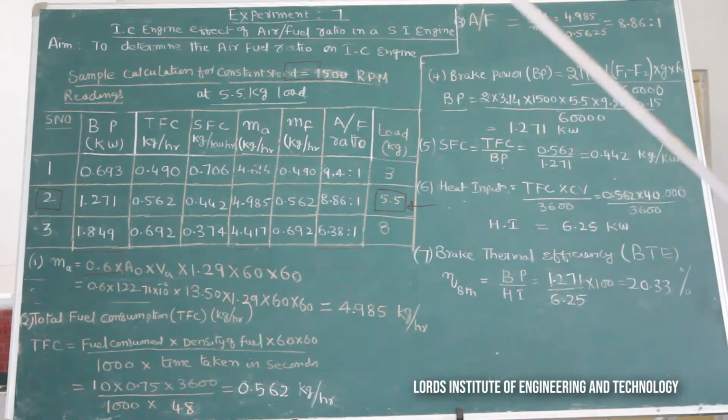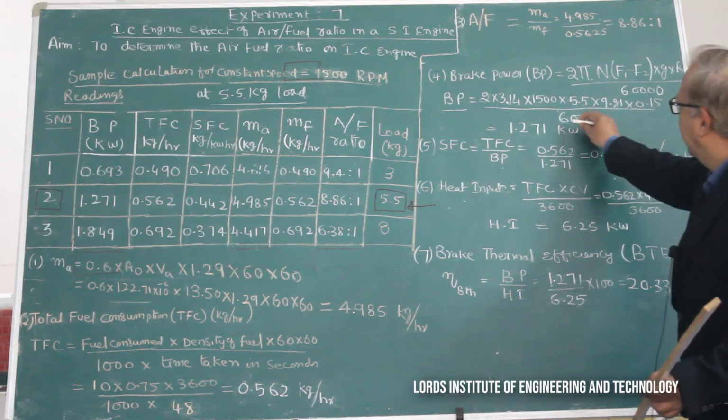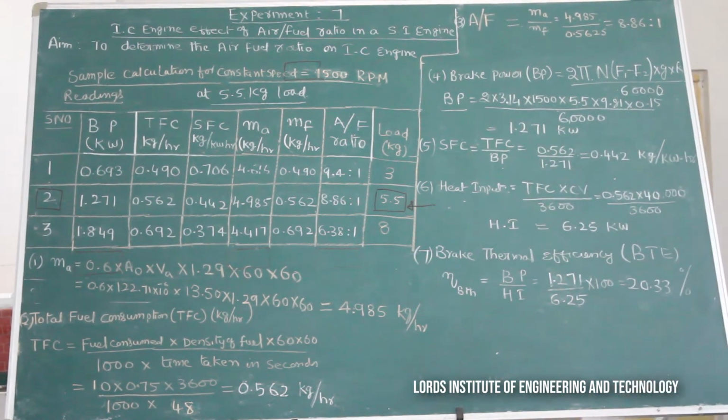Then we can calculate brake power also from this. Brake power, as I told you, is equal to 2 pi NT, which we can write as 2 pi N into force, that is load, F1 minus F2, which I have taken as 5.5 kg, and then I am converting it into newtons. So I am multiplying it by 9.81 into the radius of the dynamometer, 0.15. If I divide it by 60,000, I get the brake power in kilowatt, 1.271 kilowatt. That is the brake power which I got.